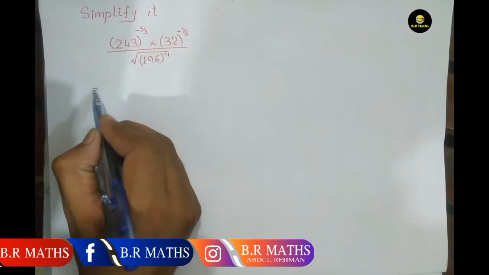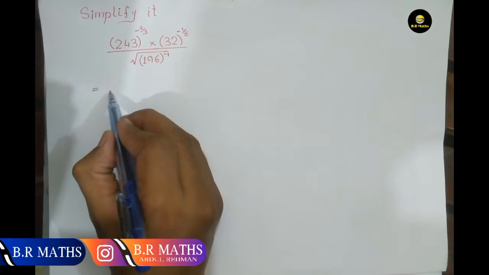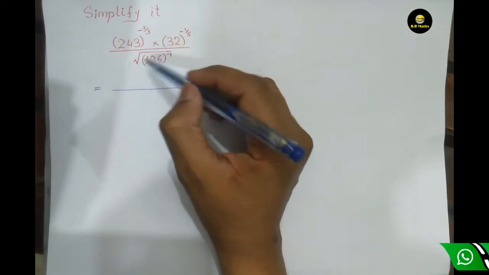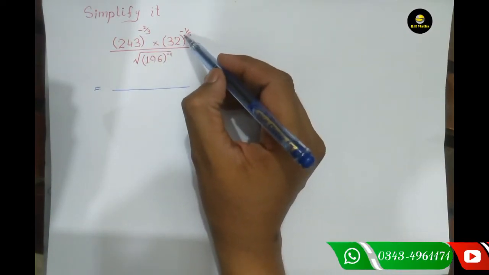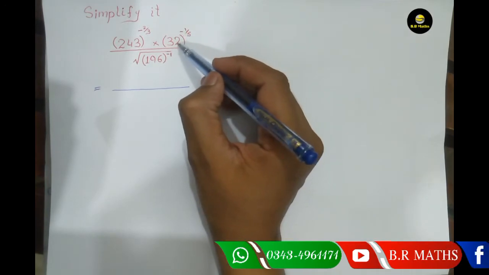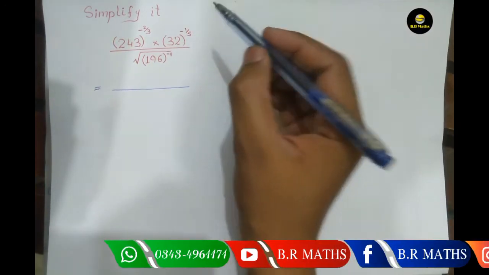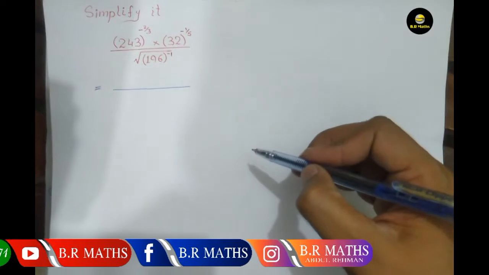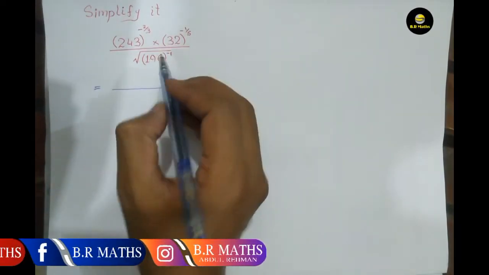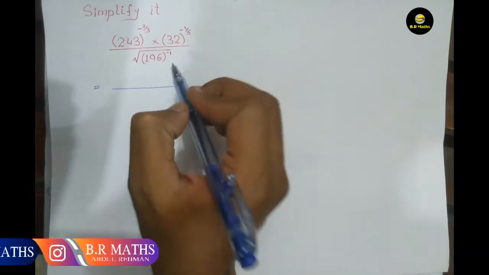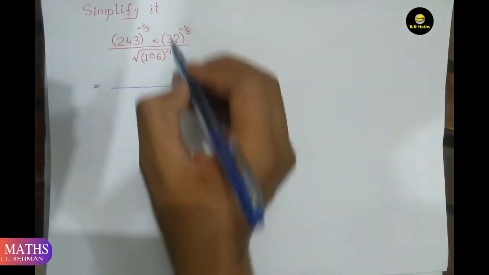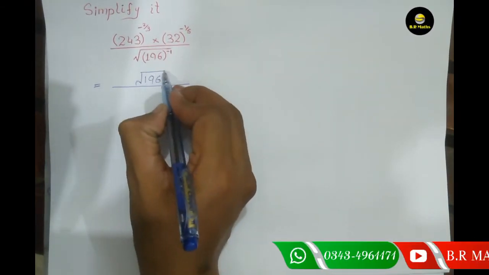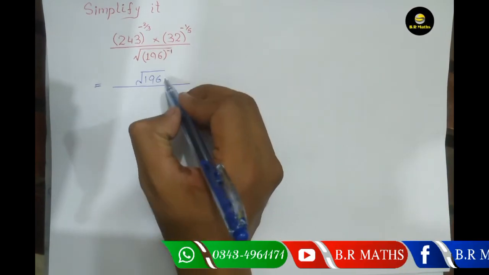The first step of this type of question is this: see, the power of every number is negative. The first step is to remove the negative sign, to convert the power of each number into positive form. Due to the conversion of the negative power, we take the reciprocal. So 196 in the denominator moves to the numerator, the square root of 196, and its power negative 1 becomes plus 1.